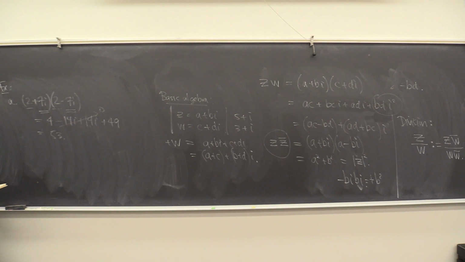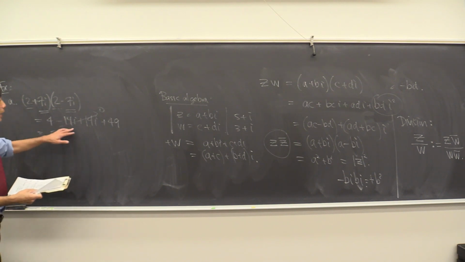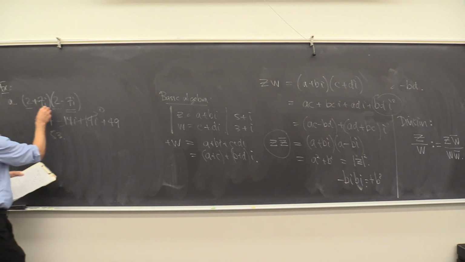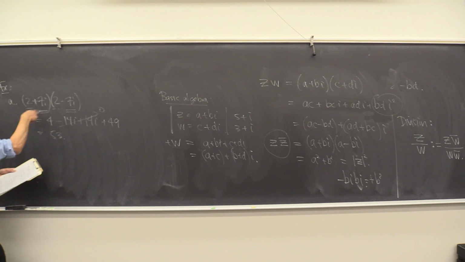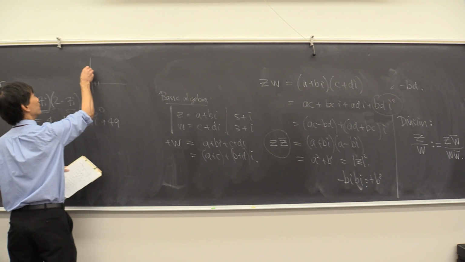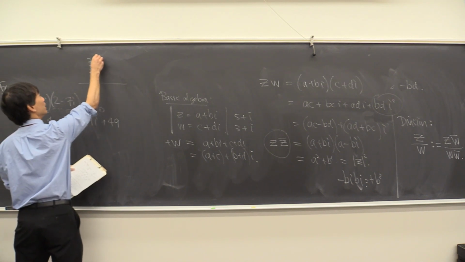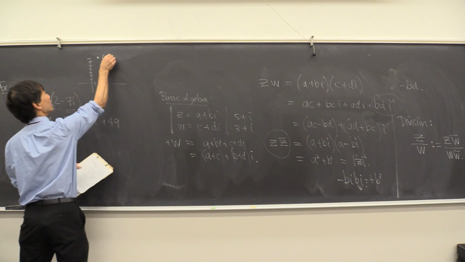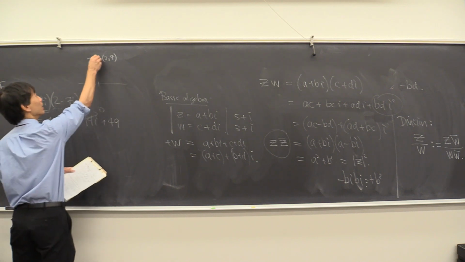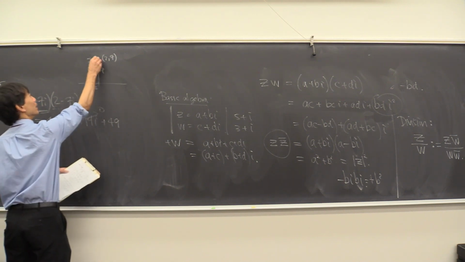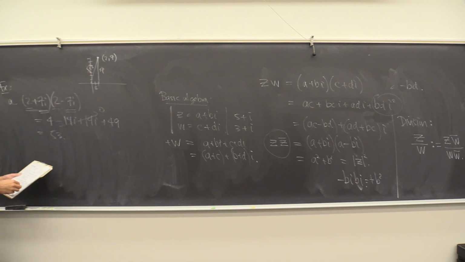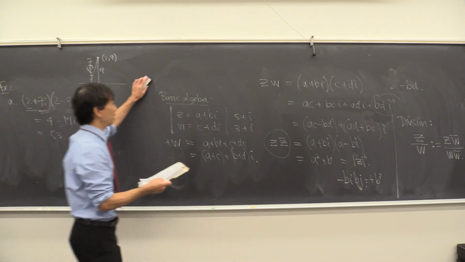Everybody get that? Okay, great. And recall that that's actually the modulus squared. So this tells us that the modulus of 2 plus 7i is the square root of 53, which you know already because this is just the point 2 comma 7. Its modulus is the square root of 53 by the Pythagorean theorem. This is 2, this is 7, and so this is the square root of 53.